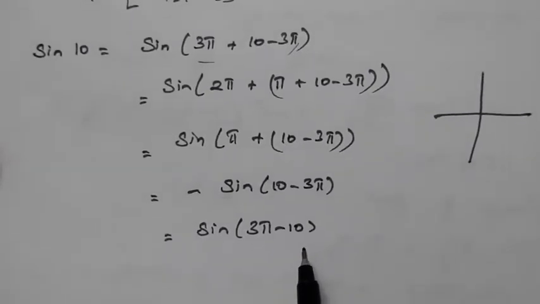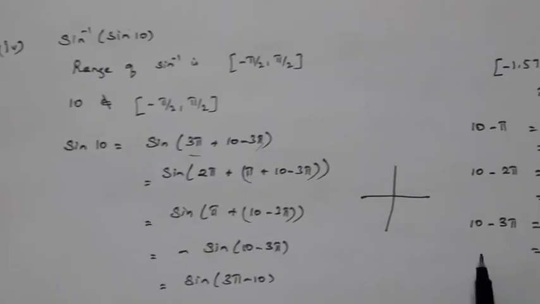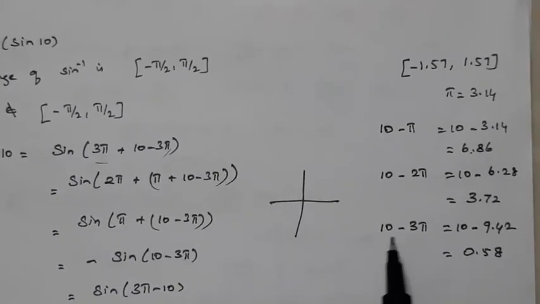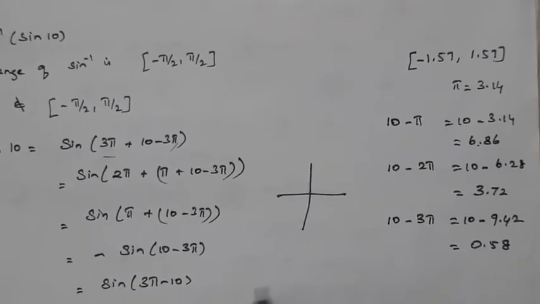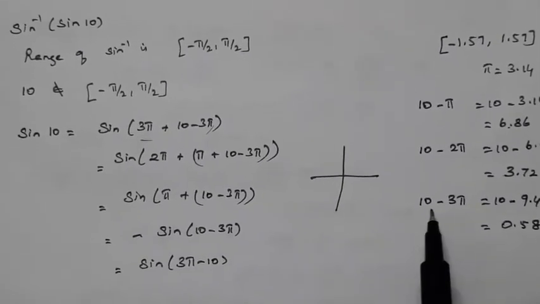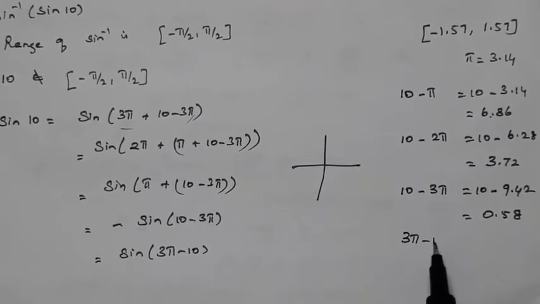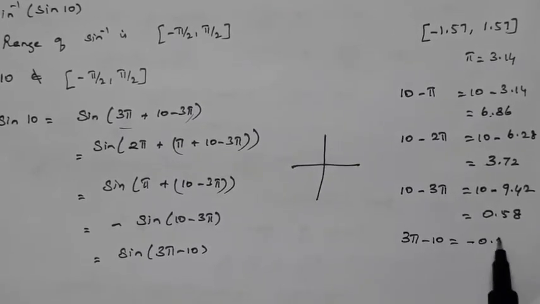Sine of 3 pi minus 10. Here we have found out 10 minus 3 pi is equal to 0.58, but we got that sine 10 is equal to sine of 3 pi minus 10. So what is 10 minus 3 pi? 0.58. Then what is 3 pi minus 10? 3 pi minus 10 will be minus 0.58.